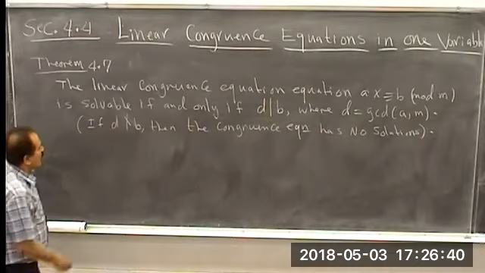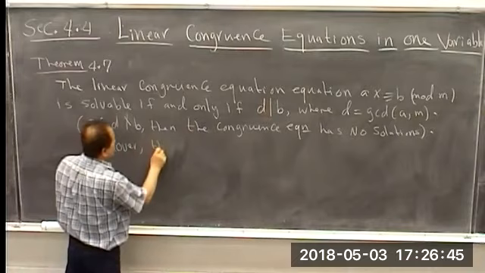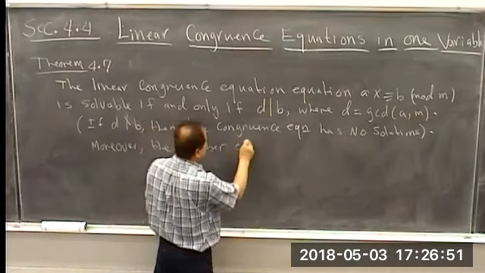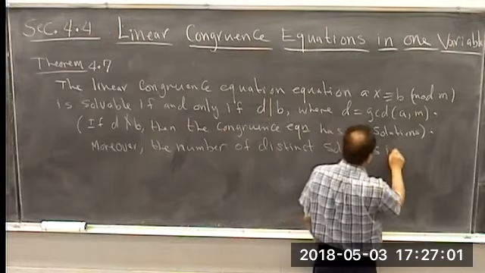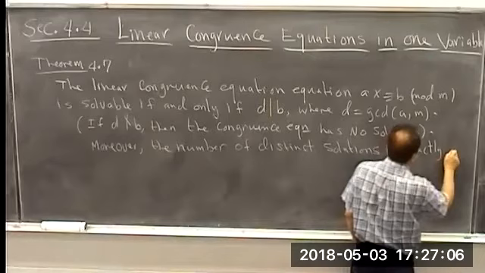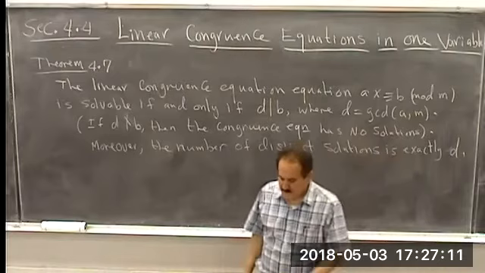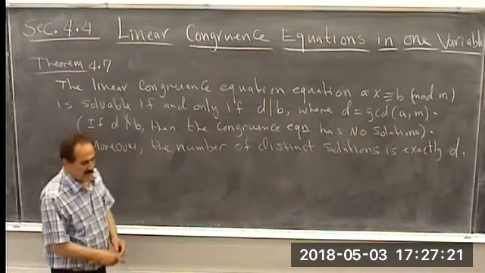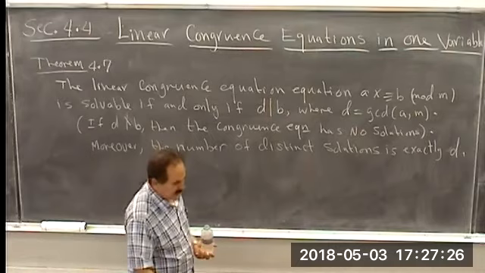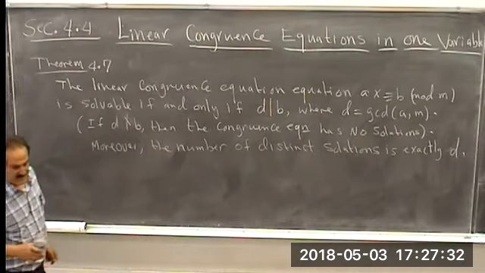Moreover, the number of distinct solutions is exactly D. Actually, it's D. We can even say a little more about the nature or the type of solution, but let's leave that for the proof. It means all that we need is one solution, and then we can find all other solutions from this particular solution, exactly like we did with Diophantine equations in two variables.